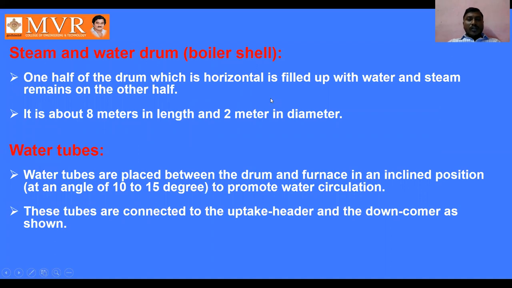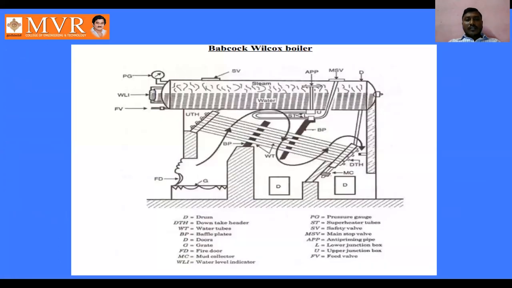The boiler shell is about 8 meters in length and 2 meters in diameter. And coming to the water tubes, they are inclined in position, and the inclination is about 10 to 15 degrees, which is used for water circulation. See here, these tubes are connected to the uptake header and downtake header. We can observe here we are having the uptake header and downtake header. These are the water tubes which are connected to the uptake header and downtake header.